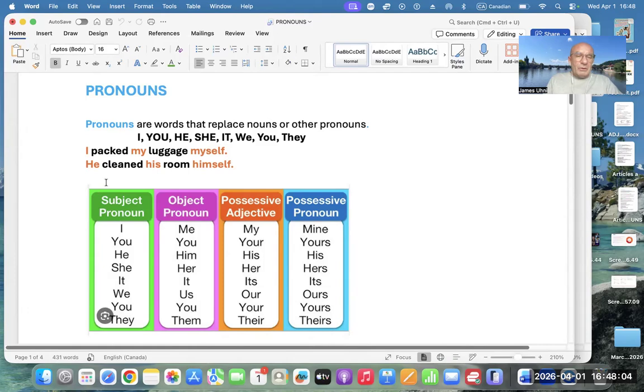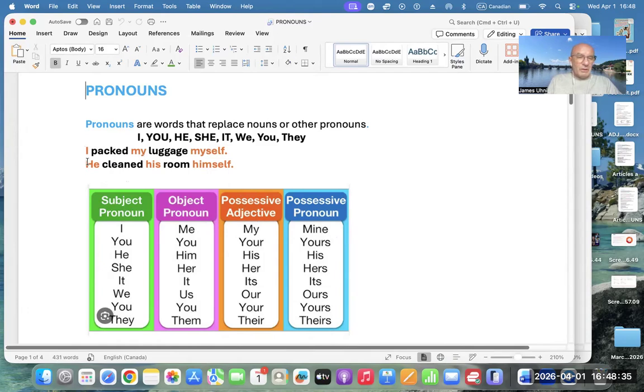Besides, we learn object pronouns and subject pronouns, and they are both exactly the same, but they are different. Crazy, right? So let's see these examples. I, subject pronoun, packed my, possessive adjective, luggage, myself. But myself is not here. Wow, we have a problem.